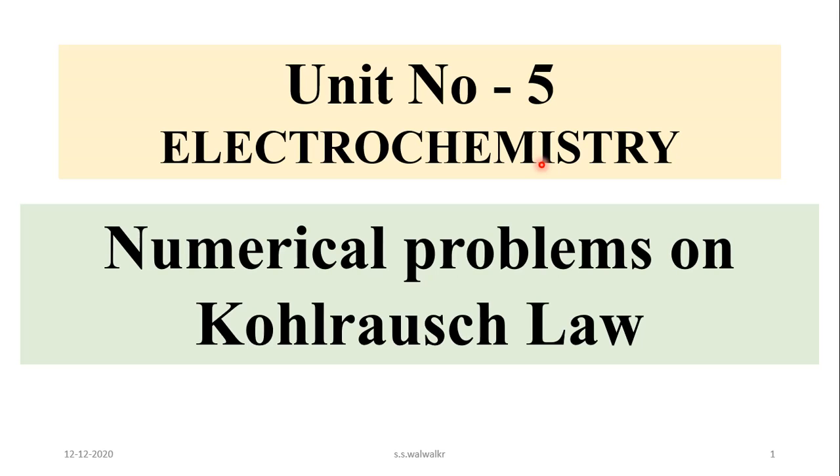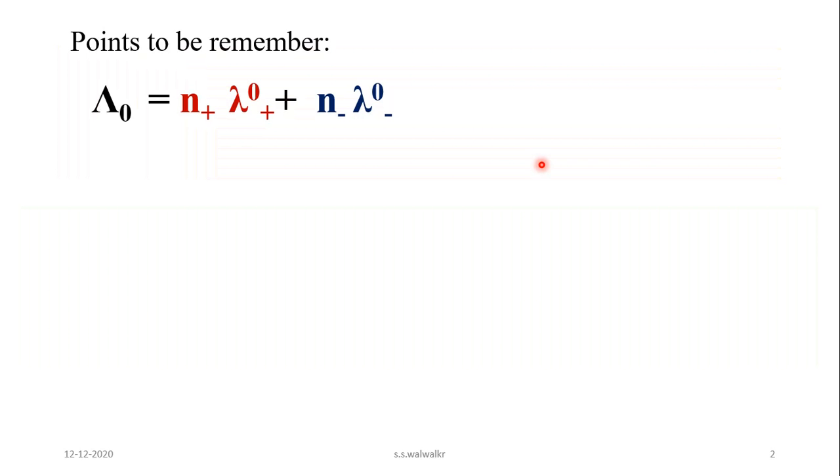Welcome back to the lecture series on the topic electrochemistry. In the last video, we studied Kohlrausch law and its application. And you know that Kohlrausch law is used to calculate the molar conductivity at infinite dilution of strong electrolytes as well as weak electrolytes. Today in this lecture, we will solve numerical problems based on Kohlrausch law of independent migration of ions. So let us see how to solve the numerical problems based on this law.